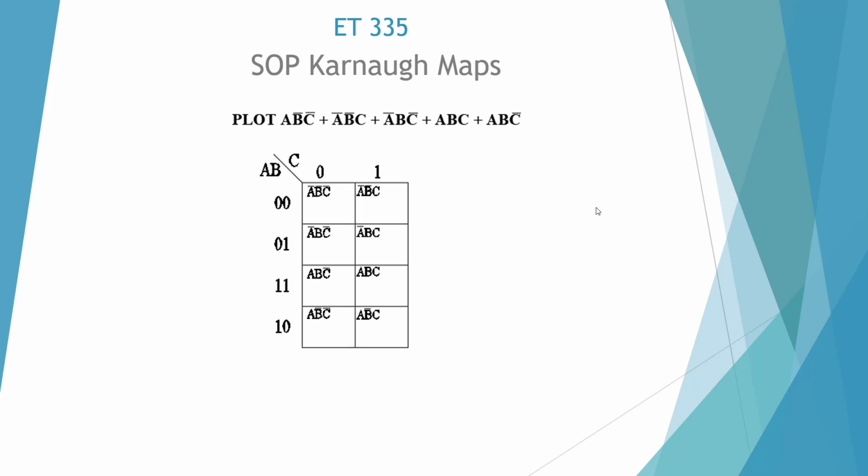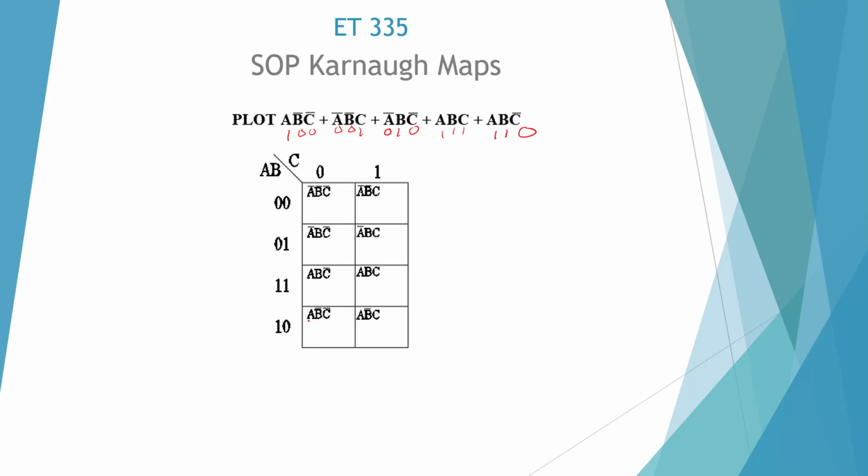Okay, so let's do another one here. So we have a SOP Karnaugh map 2 by 2. So let's go ahead and plot it again. So we have 1, 0, 0, 0, 0, 1, 0, 1, 0, 1, 1, 1, and 1, 1, 0. So let's go ahead and plot them.